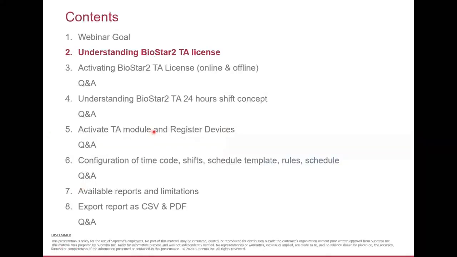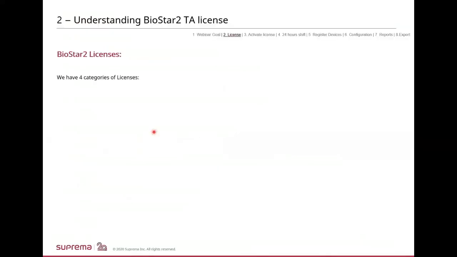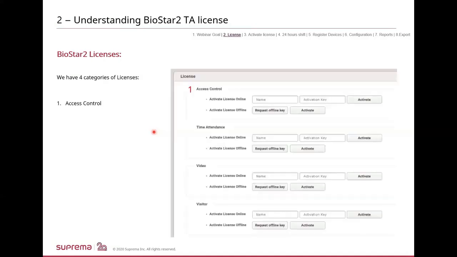So let's start with the license structure. Before we talk about the BioStar 2 time attendance license, we need to understand that the BioStar 2 license has 4 categories. The first one is the access control license. The second one is the time attendance license. Then we have a video license. And finally, we have a visitor license. What we are going to discuss today is the time attendance license.